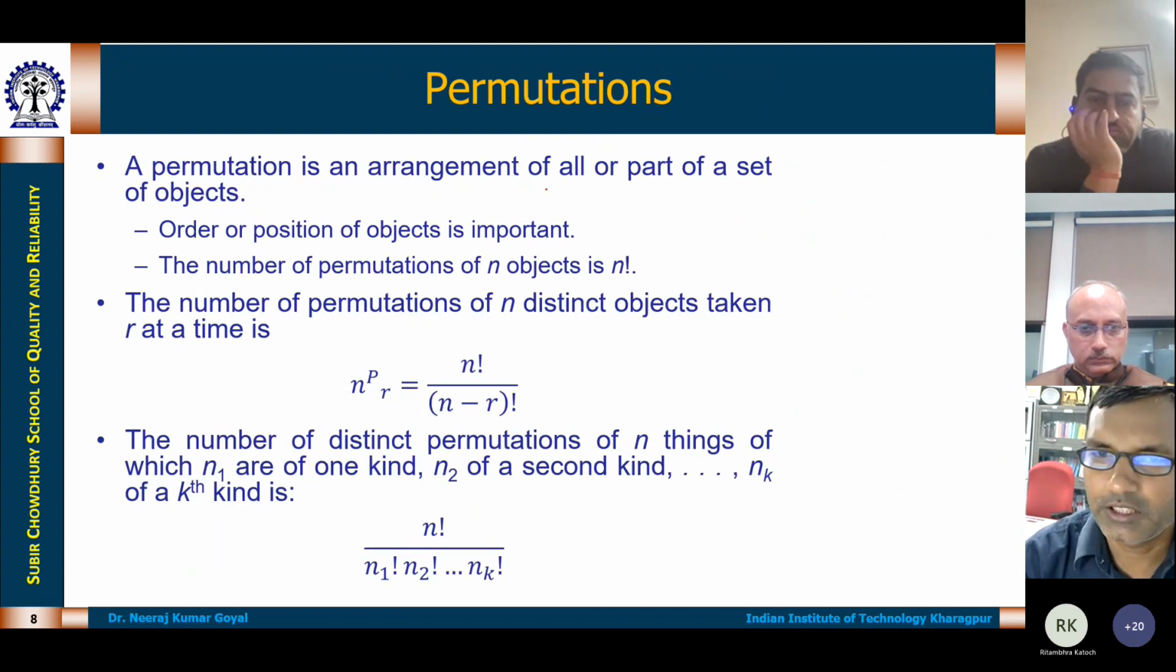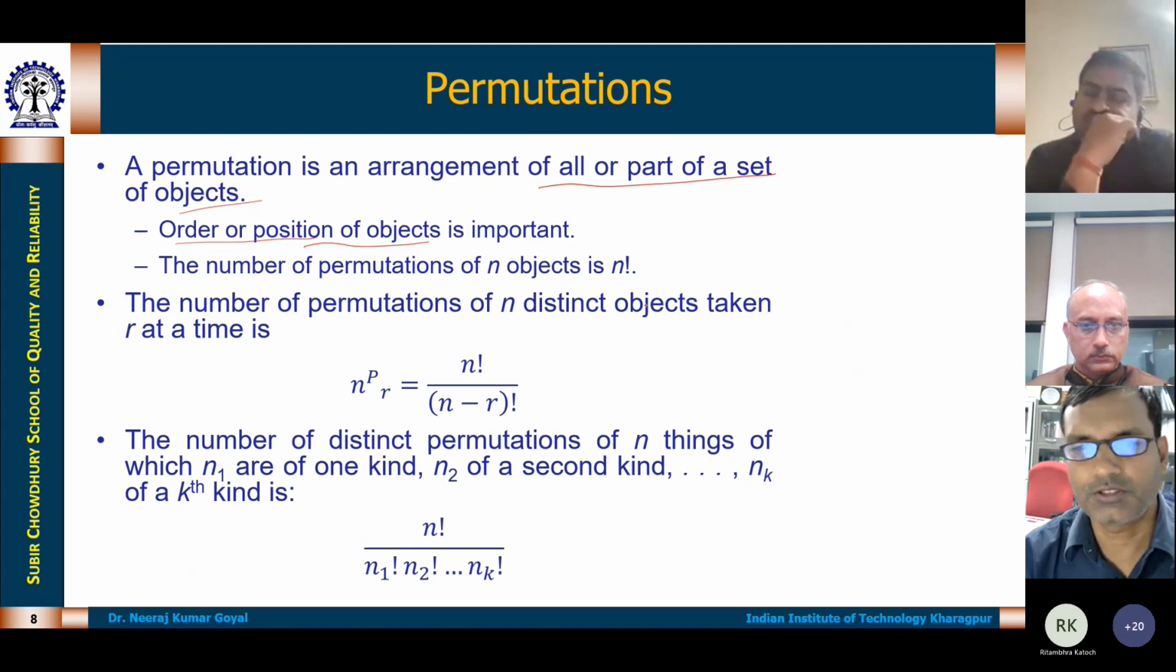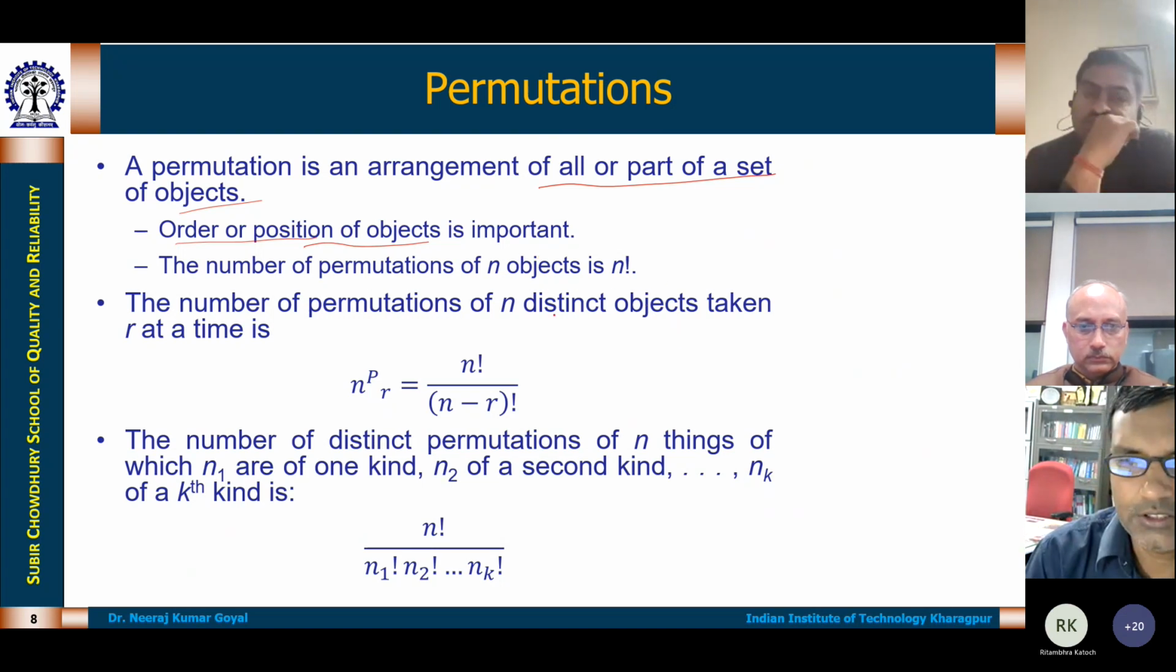Permutation, we know, is an arrangement of all or part of a set of objects. So here order is important, right? Which one comes first, which one comes second, that is important. We can arrange n distinct objects, all in order, in factorial n ways.